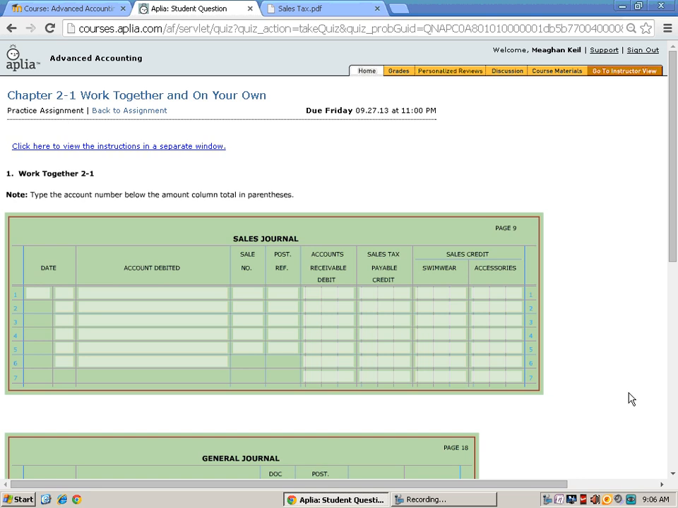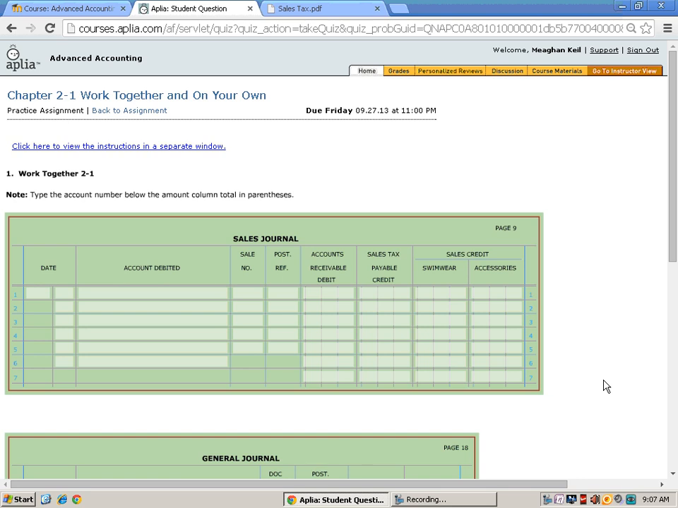All right, again, we're on page 43. It tells us the sales journal, general journal, and partial accounts receivable and general ledgers for Manhattan Beach Swimwear are provided. Manhattan Beach has 2 departments, swimwear and accessories. Your instructor will guide you through the following examples.